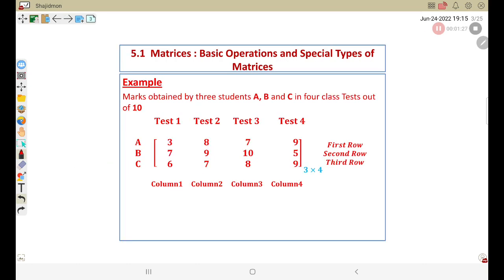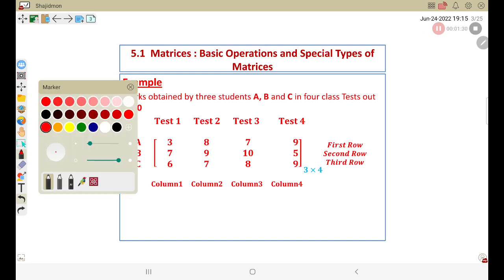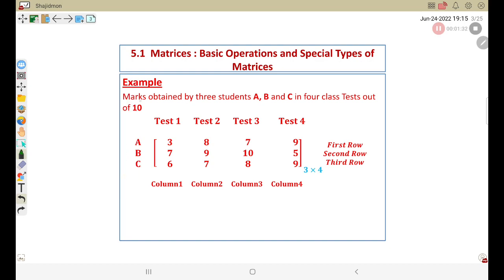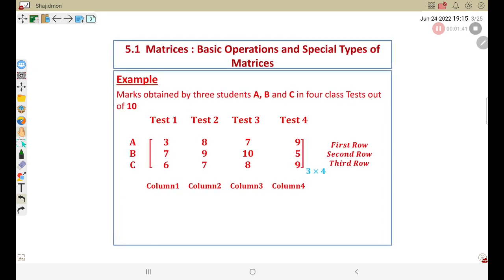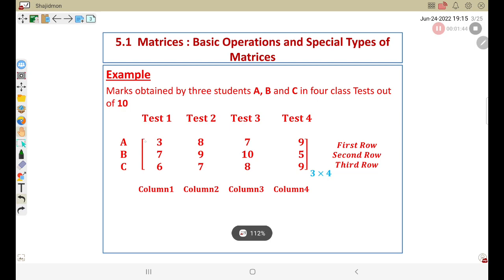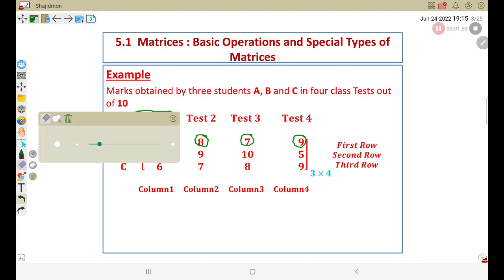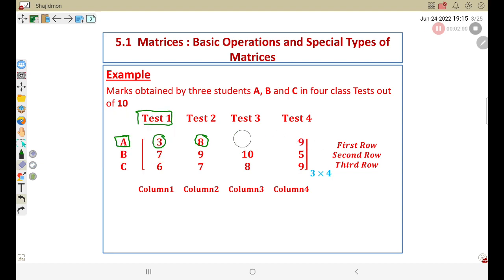First, let us start with a small example. What is the meaning of a matrix? You can see the marks obtained by 3 students A, B and C in 4 class tests, out of 10 marks. We are representing them using a matrix. For student A, the first student, test 1 mark is 3, test 2 mark is 8, test 3 mark is 7, and test 4 mark is 9. The first student is represented in the first row, the second student B in the second row, and the third student in the third row.